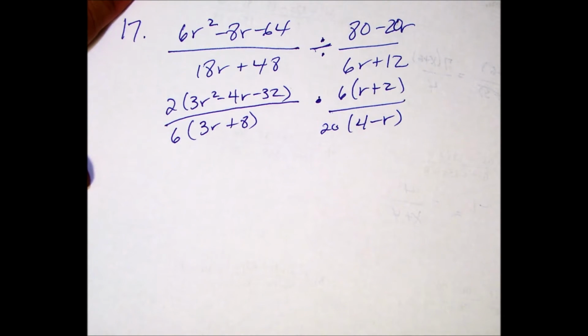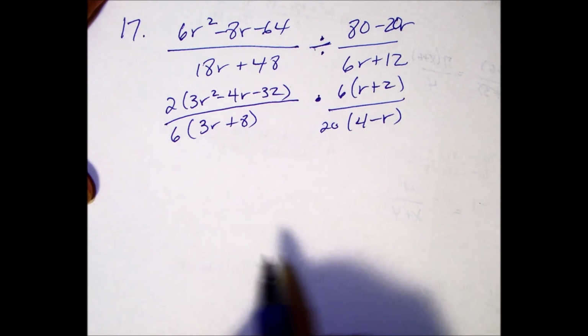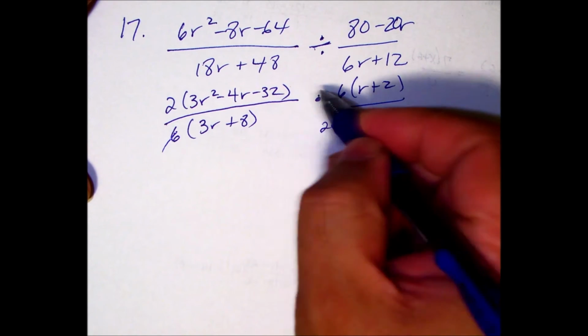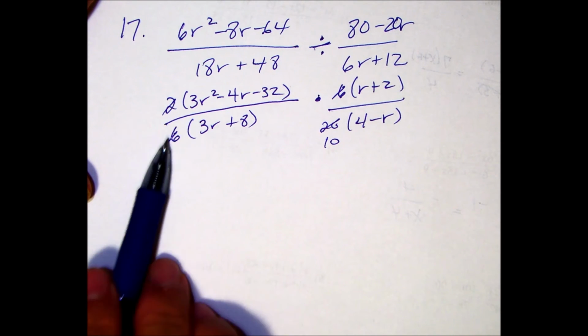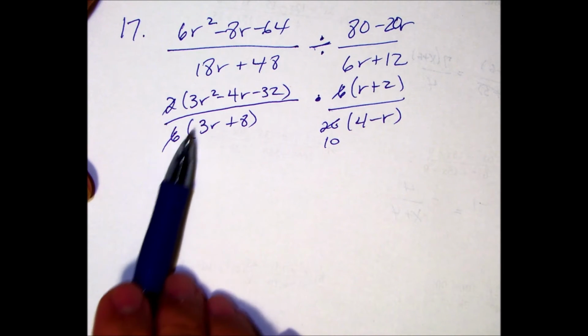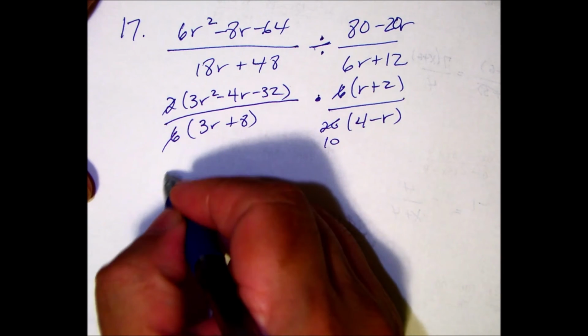All right, continuing to factor. Well, actually, let's reduce them first. So the 6's cancel here, and the 2 goes into 20 10 times. So now I don't have to deal with the numbers over here, just that 10 is left over. Let's go ahead and factor this out.